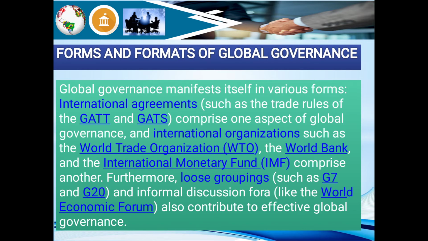Furthermore, loose groupings such as G7 and G20 and informal discussion fora like the World Economic Forum also contribute to effective global governance. The actors of global governance are as diverse as the forms and formats. Besides governments and international institutions, relevant actors also include civil society and businesses. Their participation ranges from simple consultation in the Organization for Economic Cooperation and Development to decision-making powers in Internet governance.